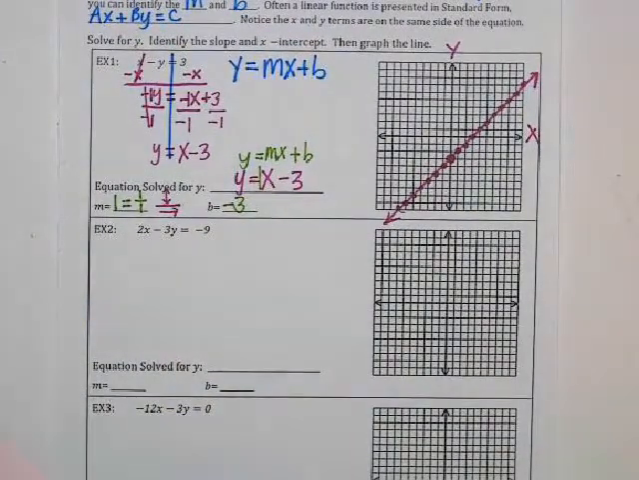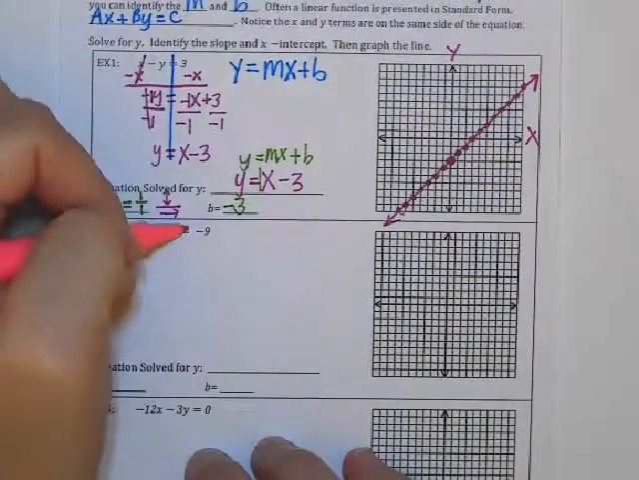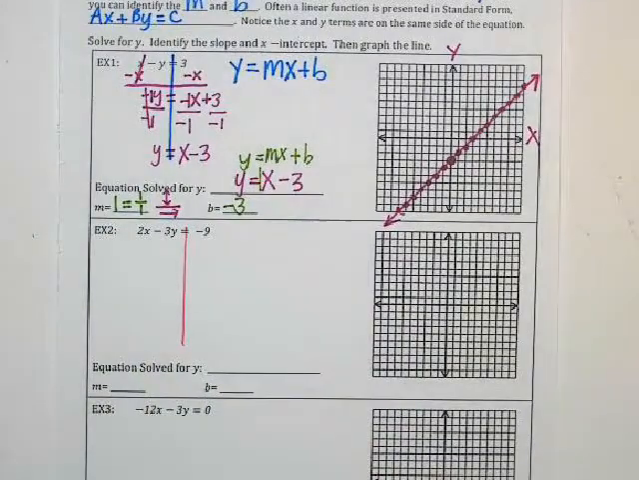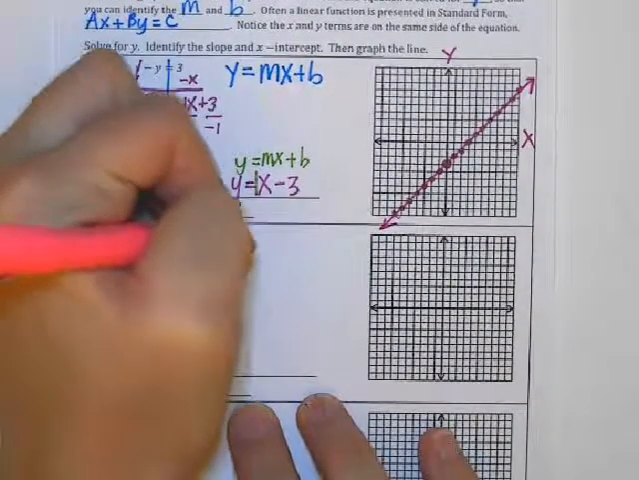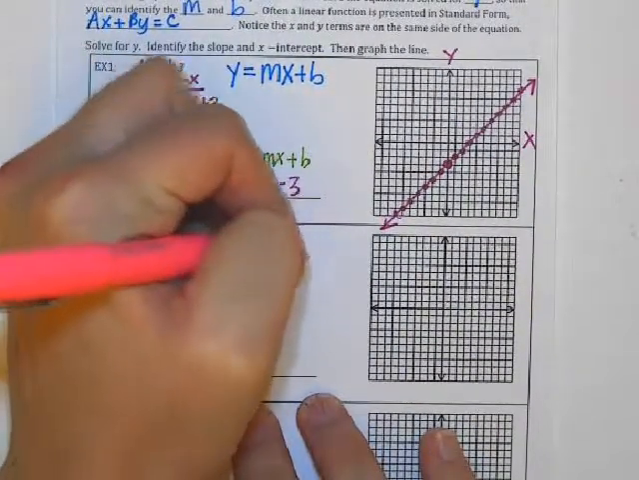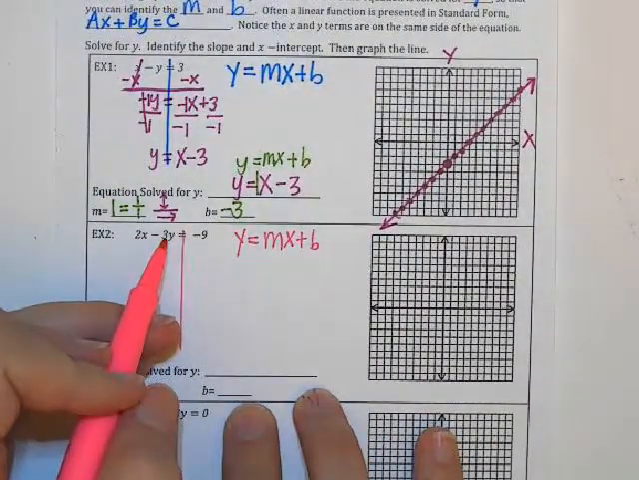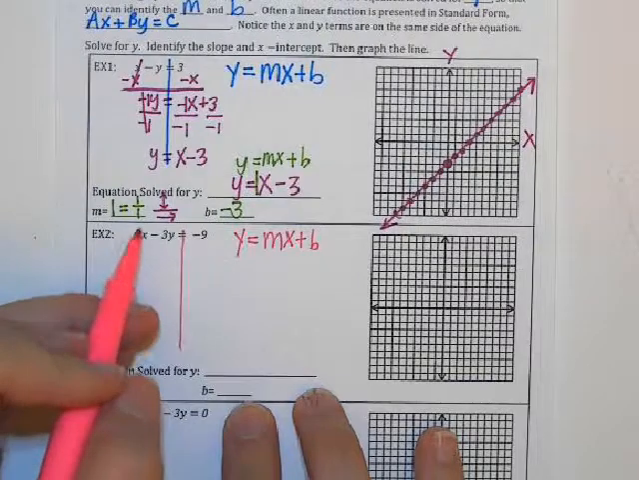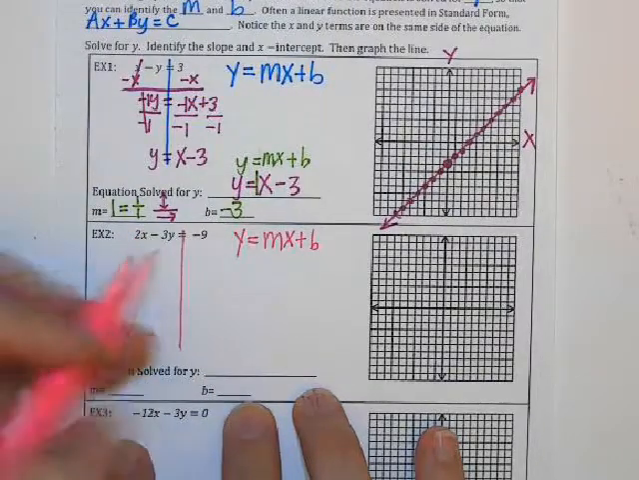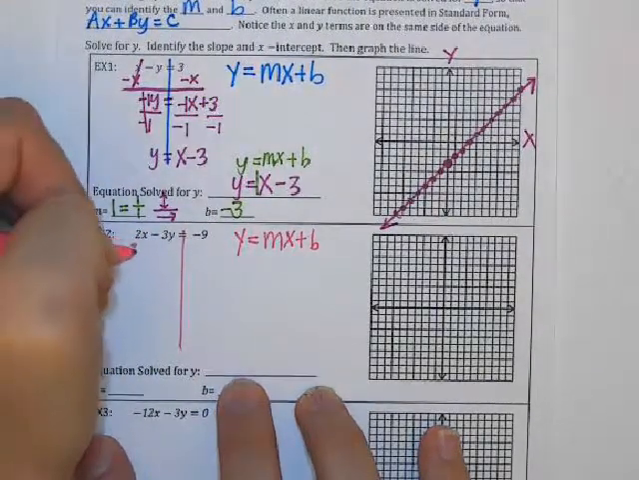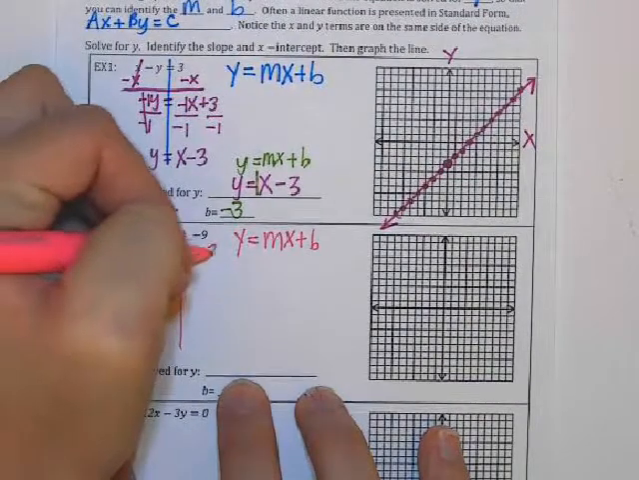Draw your line. I cannot graph this how it looks. It has to be in the form y equals mx plus b. I got to get y by itself. So what do I need to get rid of first? X. The 2x. How do I get rid of it? Minus 2x. And what I do to one side, I do to the other.